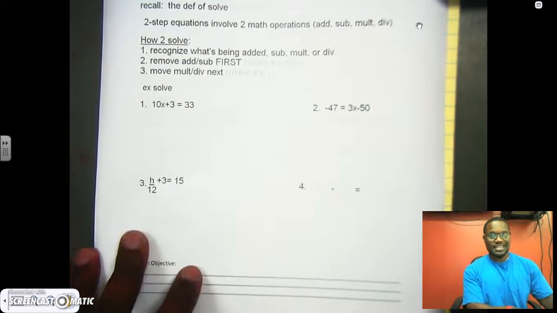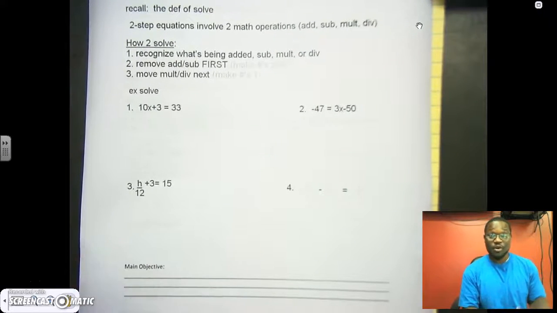previous lessons, because today is simply just a combination of both. Should be very simple in terms of the process that you have to do. So let's jump into it.